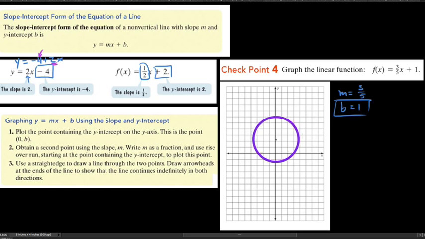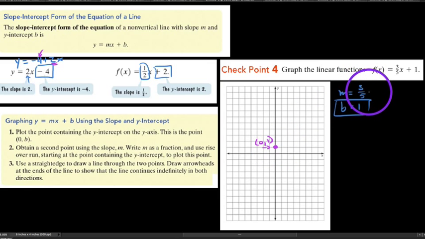So what I'm indicating is that you should always start by graphing the y-intercept, and this is the point 0, comma 1, if we're going to label the point. But essentially, this is our y-intercept at a b value of 1. And then this second step basically says obtain some other point on the graph using the slope m. And I also indicate that you want to write m as a fraction and use rise over run, starting at the point containing the y-intercept. So instead of starting at some random point on the graph, we're starting specifically at the y-intercept.